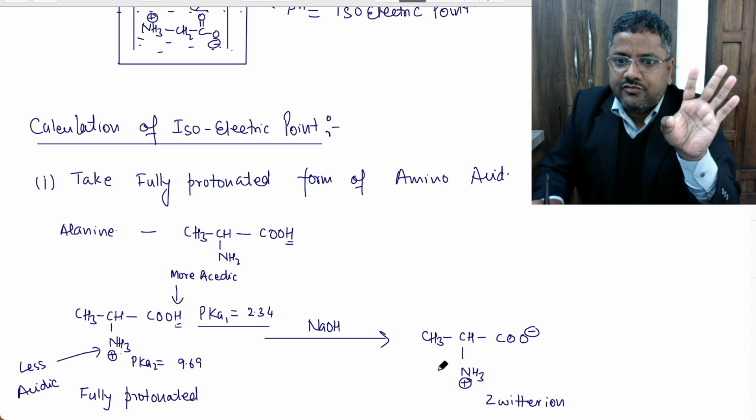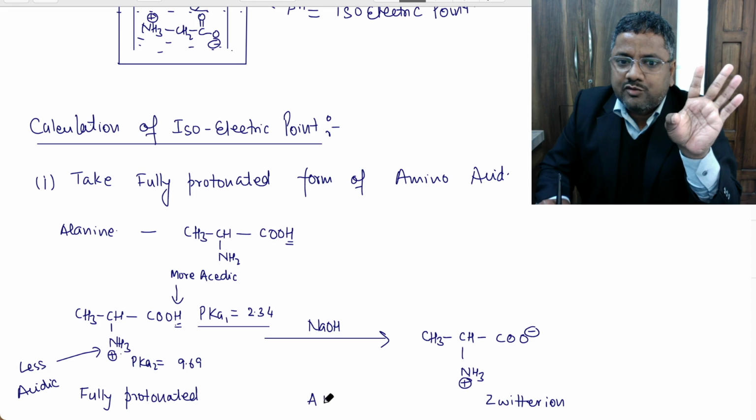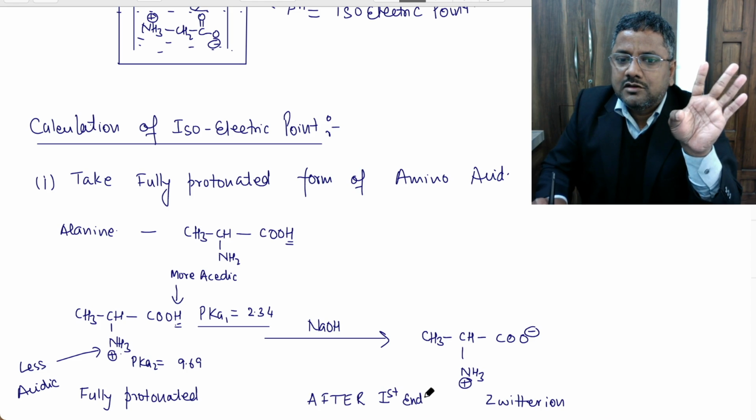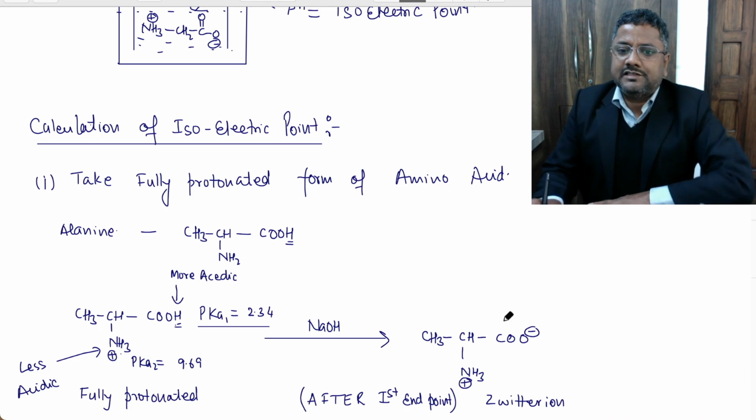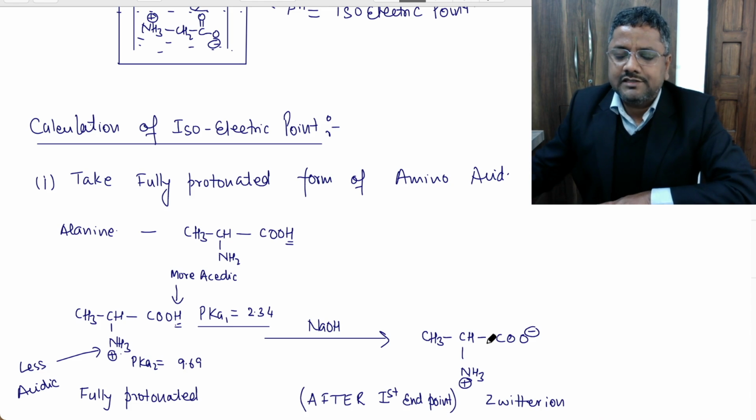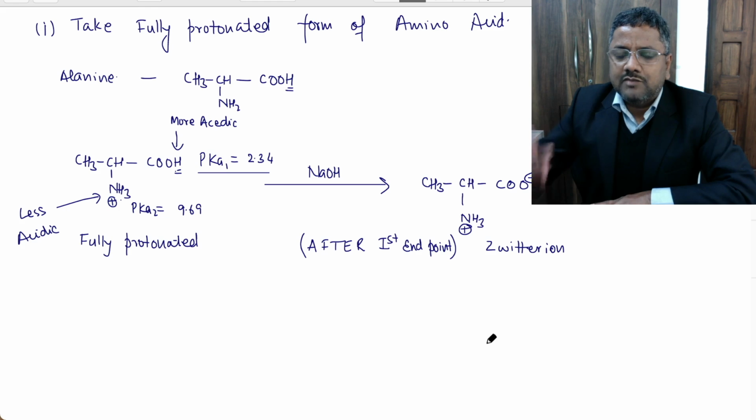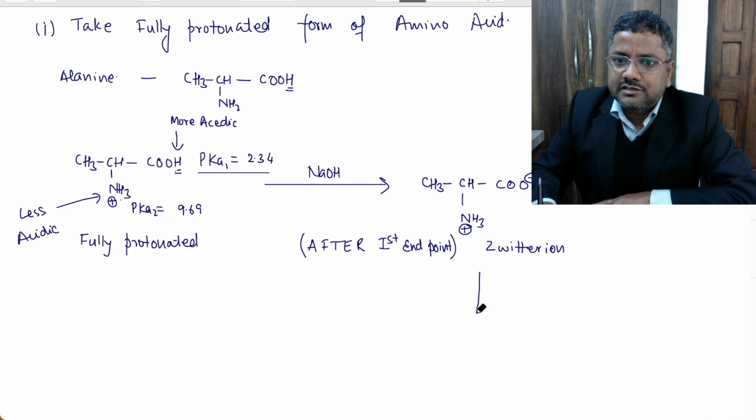So this is the first end point. After the first end point, clear to everybody? Okay. So after the first endpoint, we have this 100% zwitterion, right? Now, if you keep on adding NaOH to this, then what will happen?